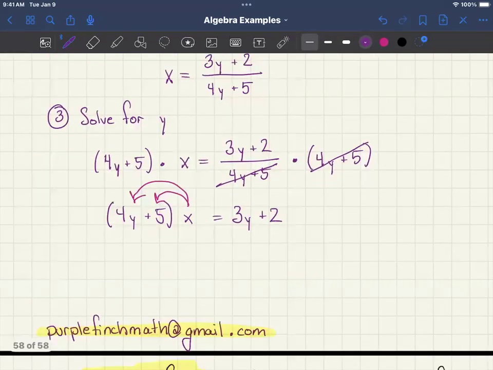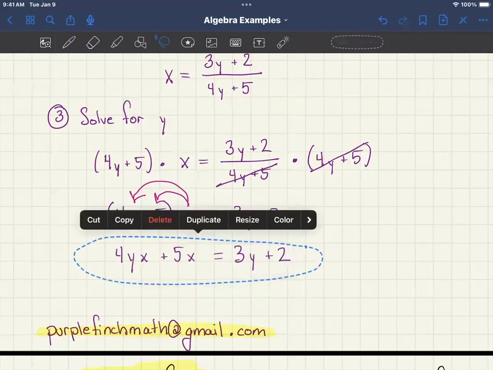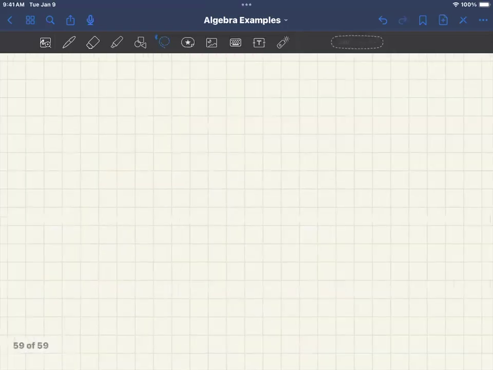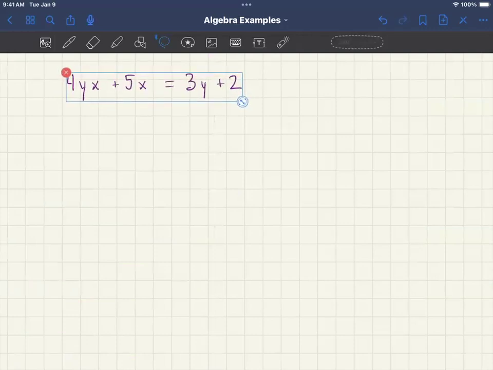We're going to distribute that. So we get 4yx plus 5x is equal to 3y plus 2. All right, and I am actually going to just copy that. We're going to go to the next page because we are running out of room. We're going to paste. All right, we still want to finish solving this.